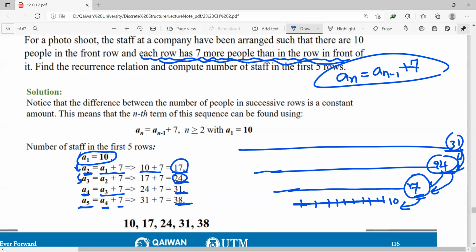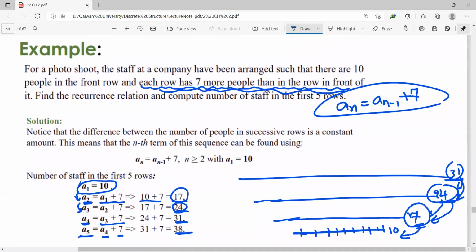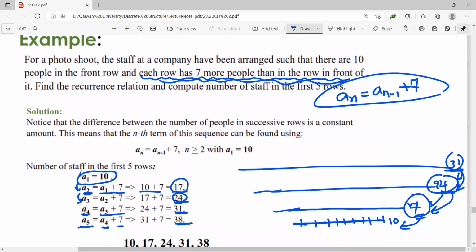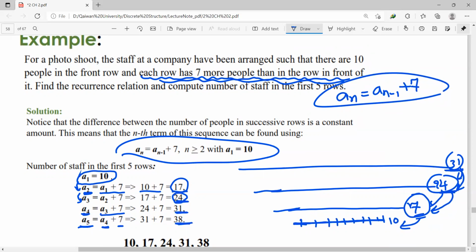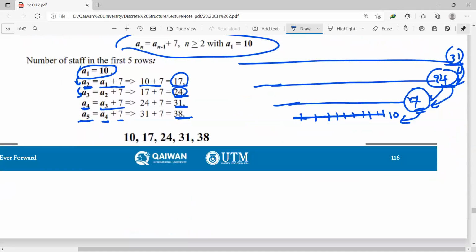So in the example, we are asked to find the recurrence relation and also the first 5 rows. This is not given in the example. We should find this one, but we have been given enough information to find that. It says the first row is 10, and the next row has 7 more people, and for the next one 7 more. That means each row depends on the previous one by adding 7 to the previous one.